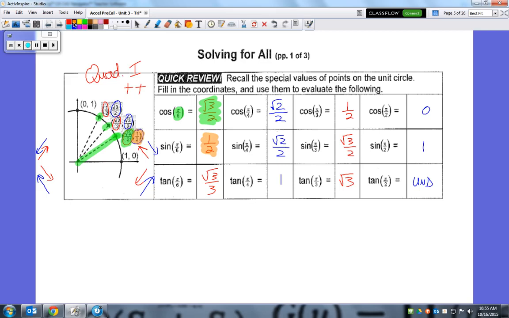And then finally, what is the tangent? Well, the tangent is the y over the x. Otherwise, 1/2 over root 3 over 2. Now, I know we've discussed this in class, but I want to make sure everyone has it. This is another way to write it.